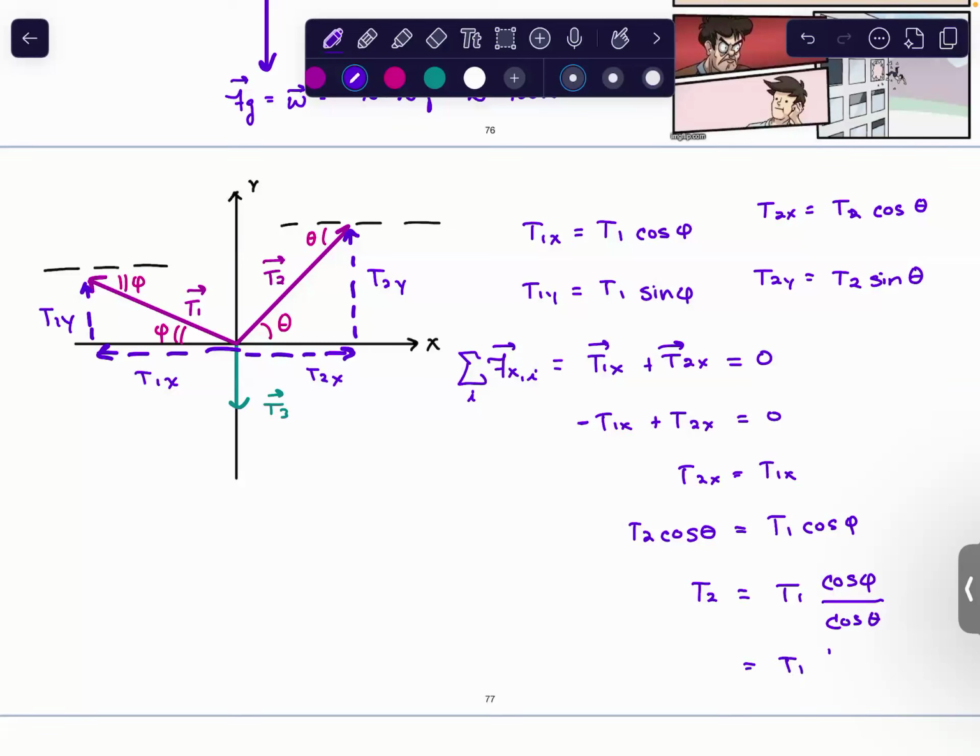So cosine of 37 degrees over cosine of 53 degrees. And what we end up getting, once you calculate those cosines and divide, T2 is going to equal 1.331 T1. So now we have something we can substitute into another equation.